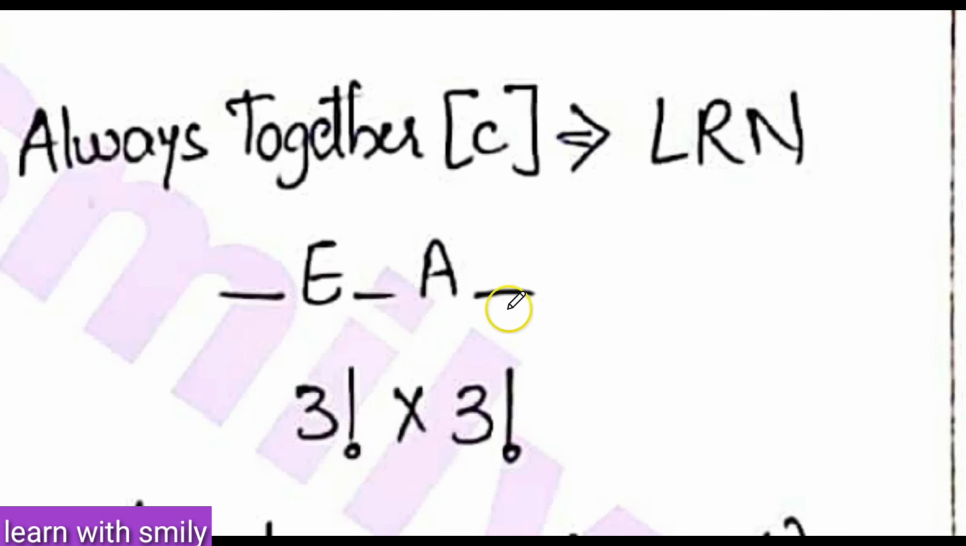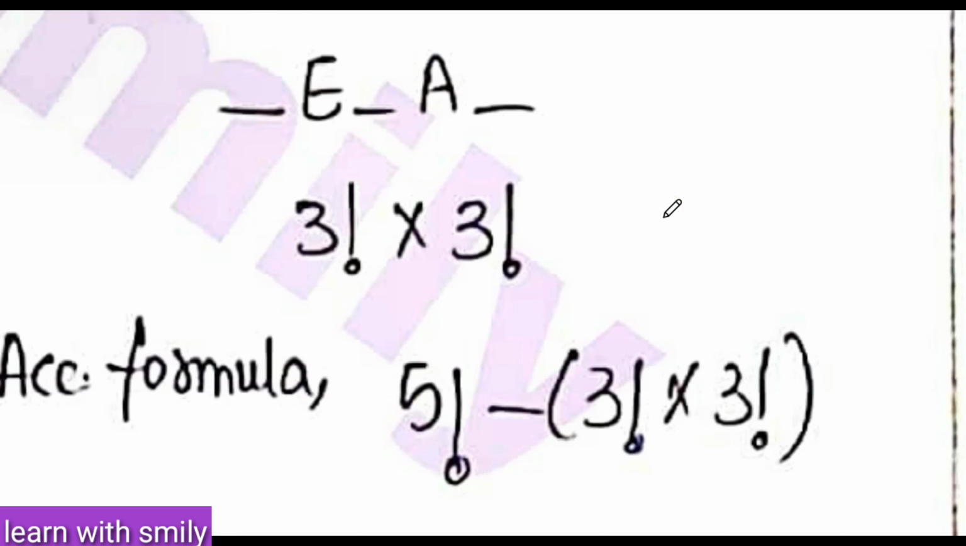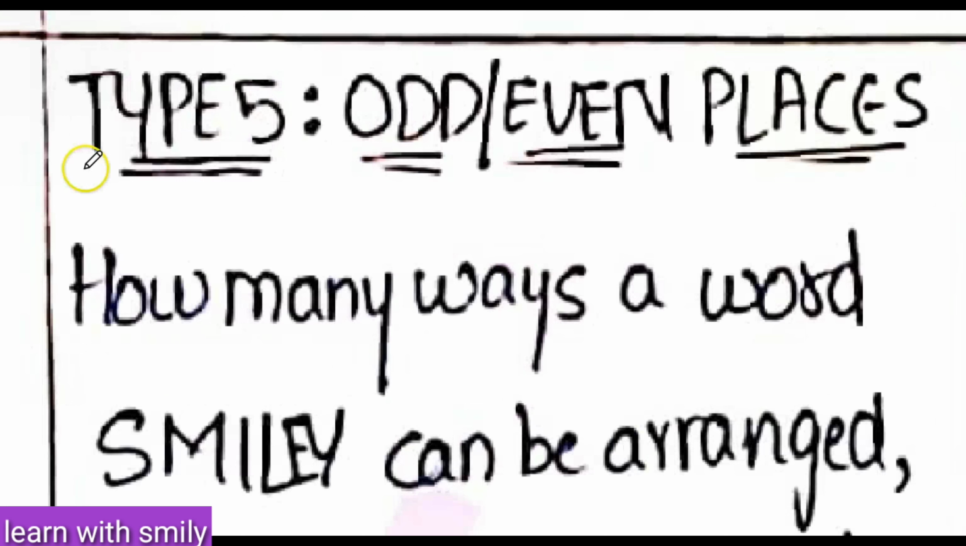Got it? And this is the same for always together for consonants. So again we find always together, and it is 5 factorial minus 3 factorial into 3 factorial when coming to consonants. Coming to type 5, that is odd or even places.